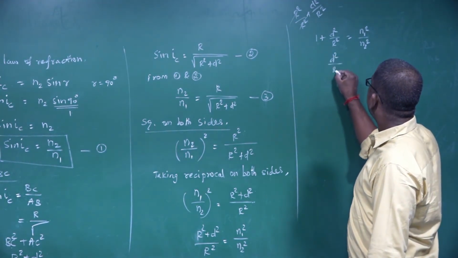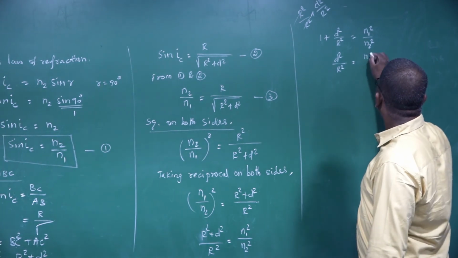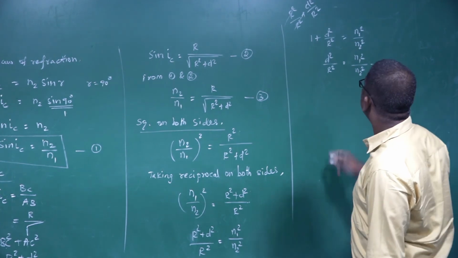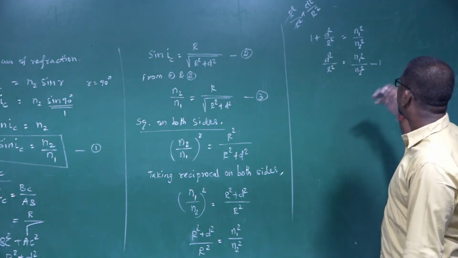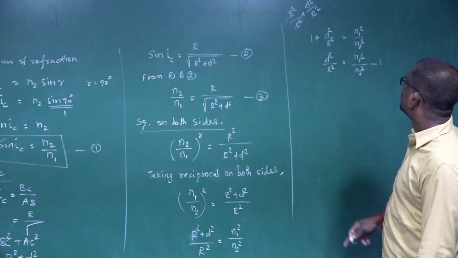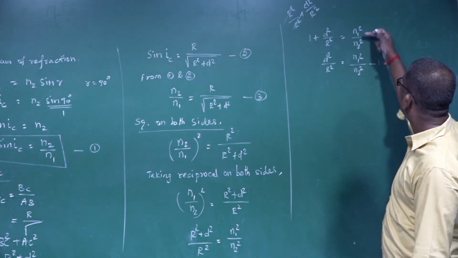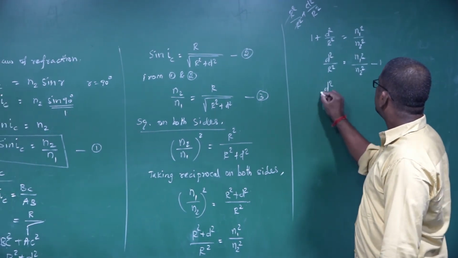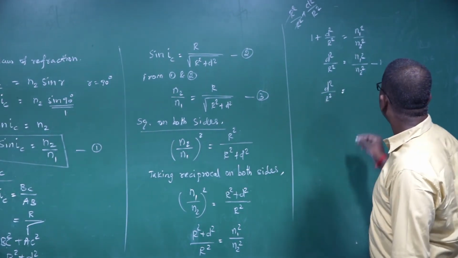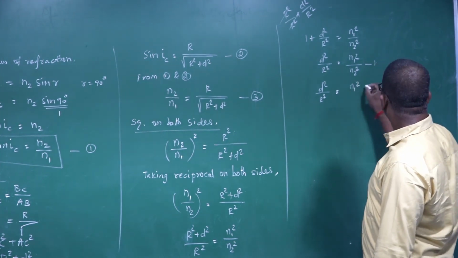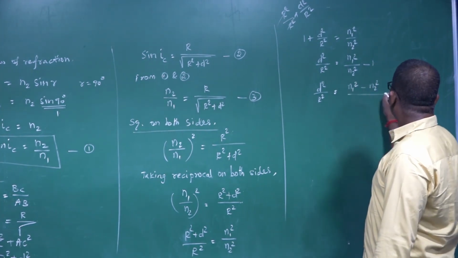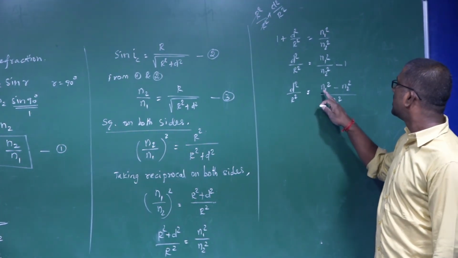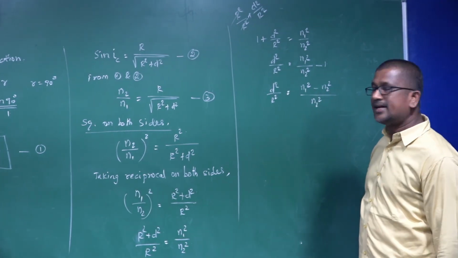Next, d square divided by r square is equal to n1 square divided by n2 square minus 1. If the 1 is taken to the right hand side, positive becomes negative. Next, d square divided by r square is equal to n1 square minus n2 square divided by n2 square.